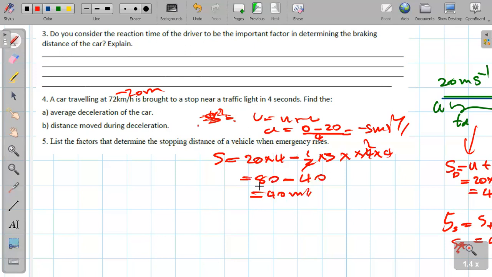That's it. Now list the factors that determine the stopping distance of a vehicle in emergency cases. So you have to find these things on YouTube and do it. So technically, we finished the lesson. It may expand to more than 2 days, 2.5 days, almost 4.5 hours.